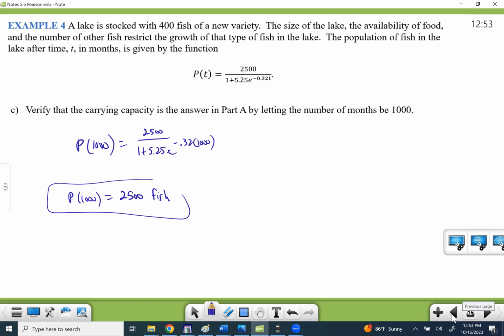So if the carrying capacity, or the limiting value, is 2,500, then we should expect to get so close to that that we're basically at 2,500 at some point. And so that's why we plugged in an extremely large number. It's probably not 2,500 exactly, but the calculator's set to round, and so it says, you know what, close enough, and spits out 2,500.